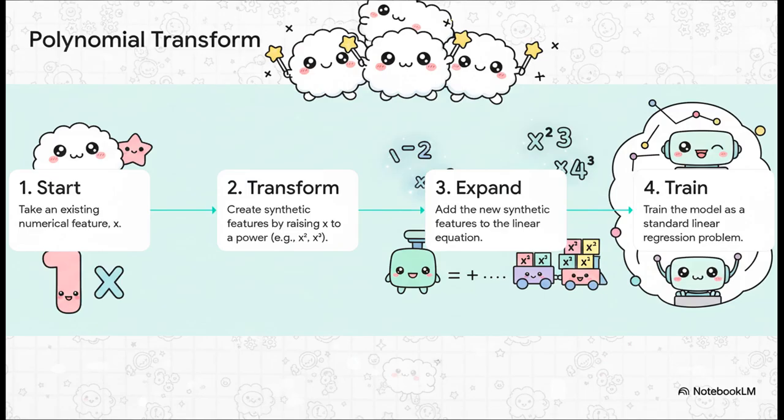It's really just a four-step trick. First, you start with your plain old feature x. Then, and this is the magic, you create these new synthetic features like x squared, x cubed, and so on. Then, you just pop these new features into your equation. And finally, you train the model exactly like you would any normal linear regression. We're essentially inventing new information from our old data to give the model way more flexibility.